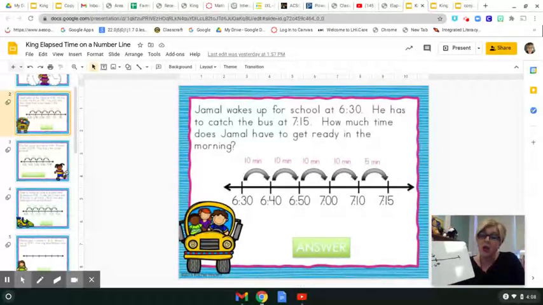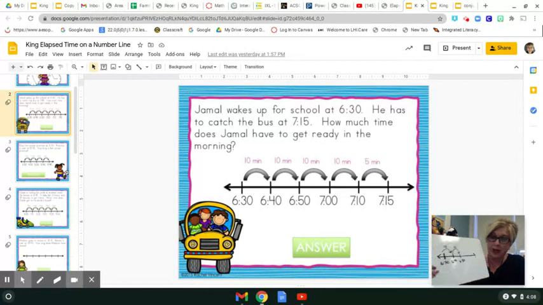But I'm not ready. I'm not done. I need to go to 7:15. So I'm going to do another hop. In 10 more minutes, draw another little hash mark. In 10 more minutes, it's going to be 6:50, 30, 40, 50. So I'm going to draw another arrow with a 10 above it. Okay, so each number that I write up here represents how much time has passed.